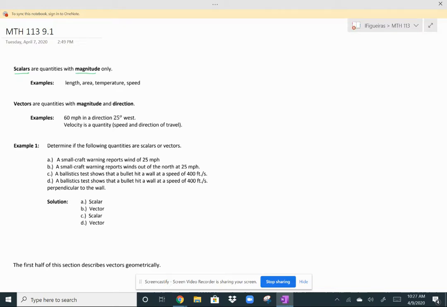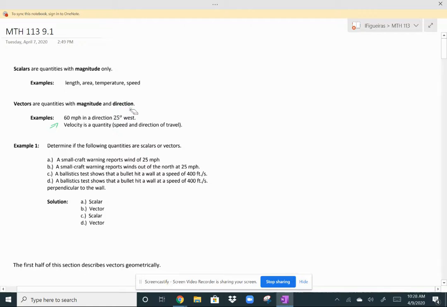Vectors are quantities with both magnitude and direction. Direction means the direction that the particular magnitude is coming from. So, for example, 60 miles per hour in a direction 25 degrees west. So you not only know the speed of the object, but you also know the direction it's coming from.